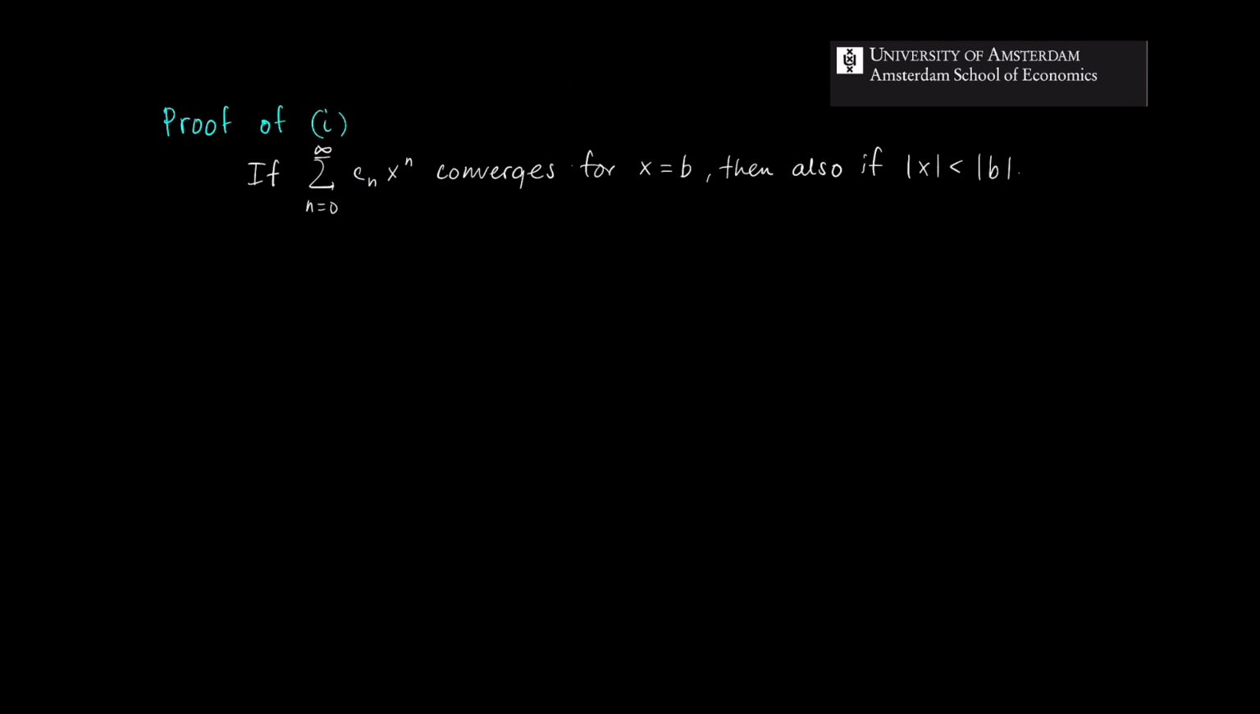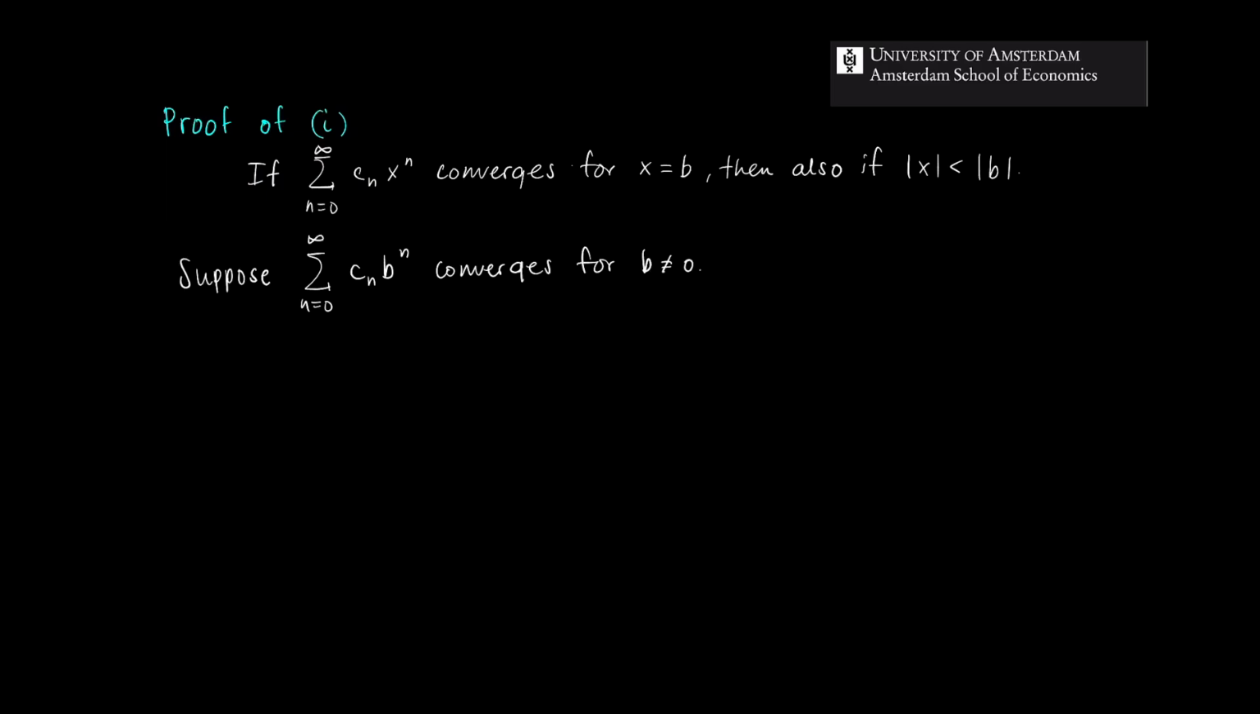A proof goes as follows. So first we're going to show the first statement in the theorem. So we're going to show that if the series sum of c_n x^n converges for x equal b, then it also converges if x in absolute value is smaller than b. Well, how can we show this? Well, suppose now that we have that the sum of n equals 0 to infinity, c_n b to the power n converges for some b unequal to 0.